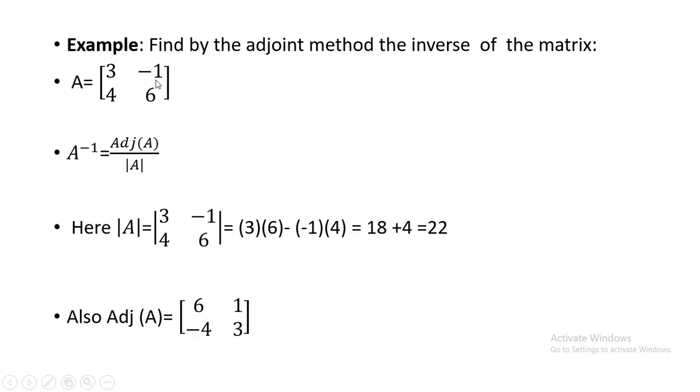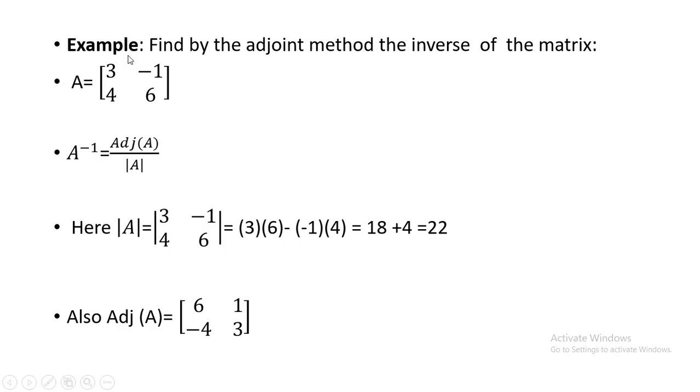Let's say this was -1, so for adjoint of A this will be +1. This was +4, for adjoint it will be -4. So let's go through it again. If we need to find the adjoint of a 2 by 2 matrix, now this method applies only to a 2 by 2 matrix, that is a 2 row 2 column matrix.